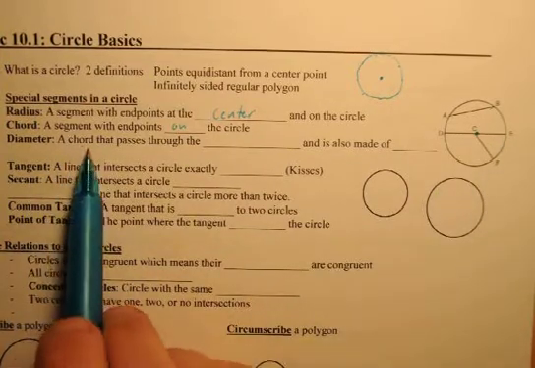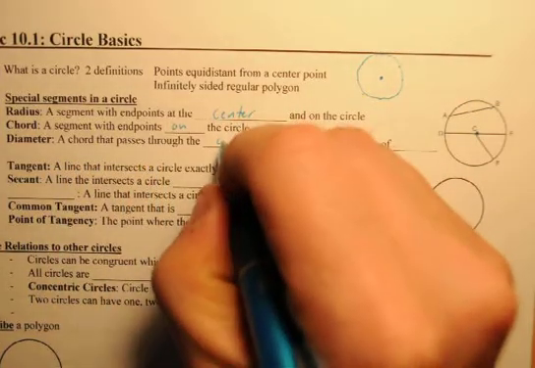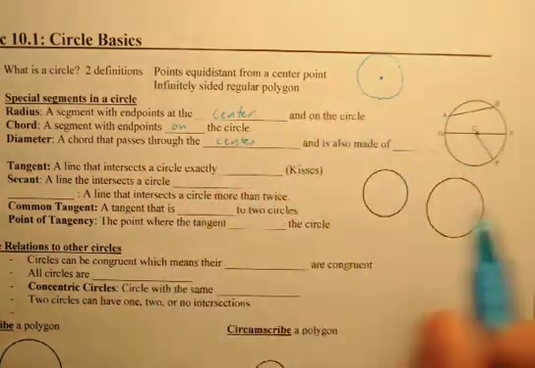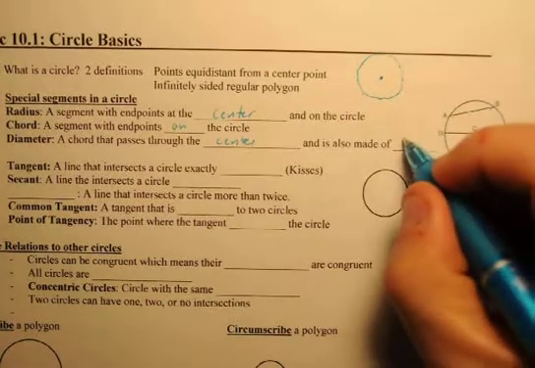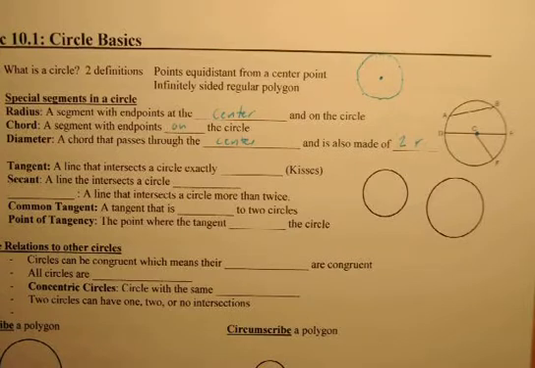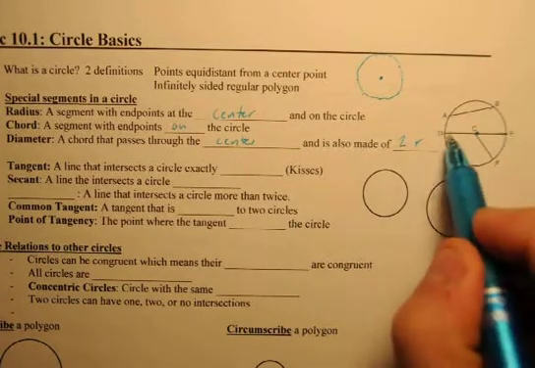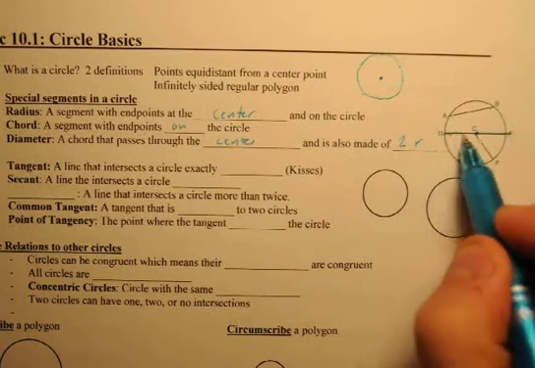Diameter is a chord, so it has to be a chord first, and it has to go through the center. And it is also made of 2 radii. We'll say 2R, 2 radii. So this is a chord. This is a diameter. It's made of 2 radii.